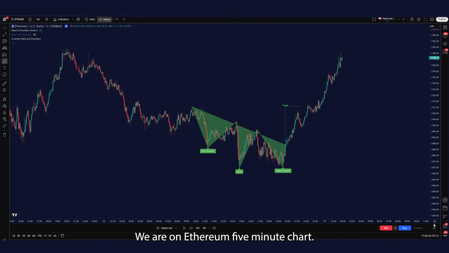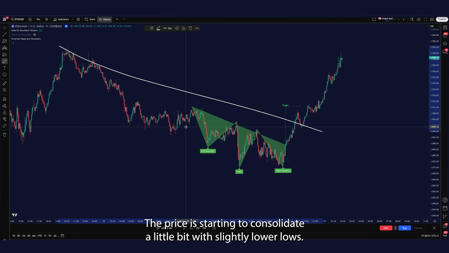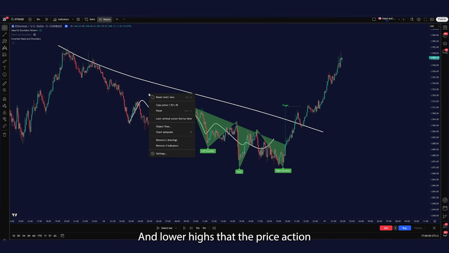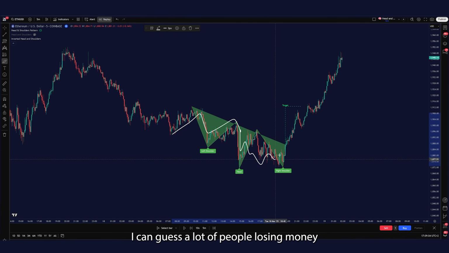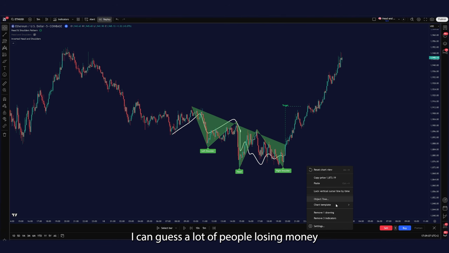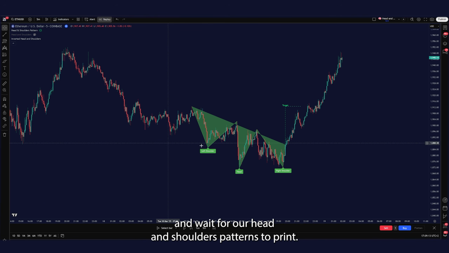We are on the Ethereum 5-minute chart. We are in a medium downward trend. The price is starting to consolidate a little bit with slightly lower lows and lower highs. The price action is actually a bit messy right here. I can guess a lot of people lose money if they try to scalp these moves. So better to stay away and wait for our head and shoulders patterns to print.